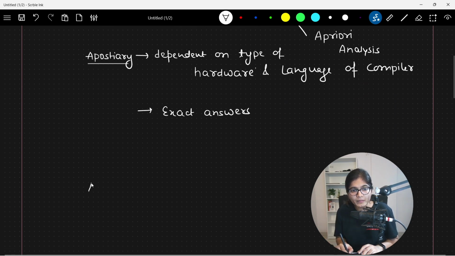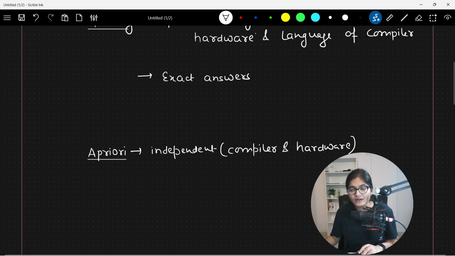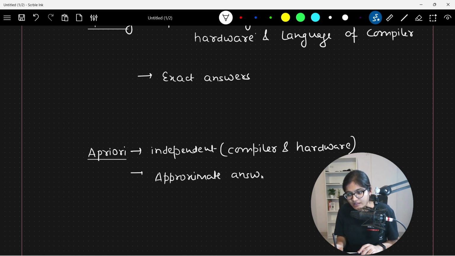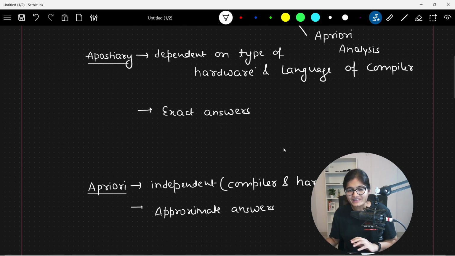Whereas when we are talking about a priori analysis, in that particular case, first of all, it is independent of both of these things, whether it be a part of compiler or the hardware, they are independent. Apart from that, it is giving us the approximate results. So here we are not getting exact calculated results. Okay. Now, these are the two basic differences.